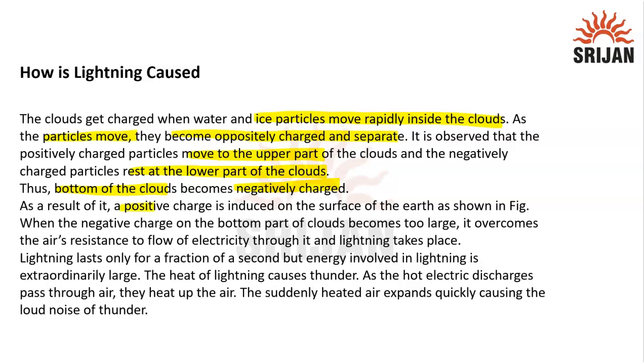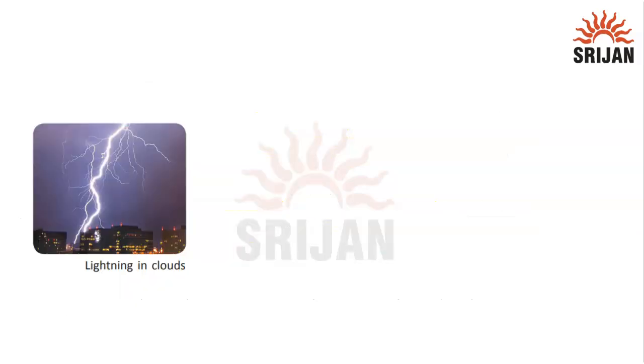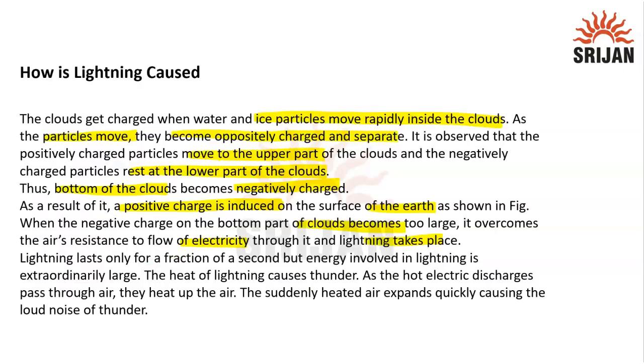As a result of it, a positive charge is induced on the surface of the earth. When the negative charge on the bottom of clouds becomes too large, it overcomes the air resistance to flow electricity through it and lightning takes place. So this is basically how exactly lightning happens in the clouds.